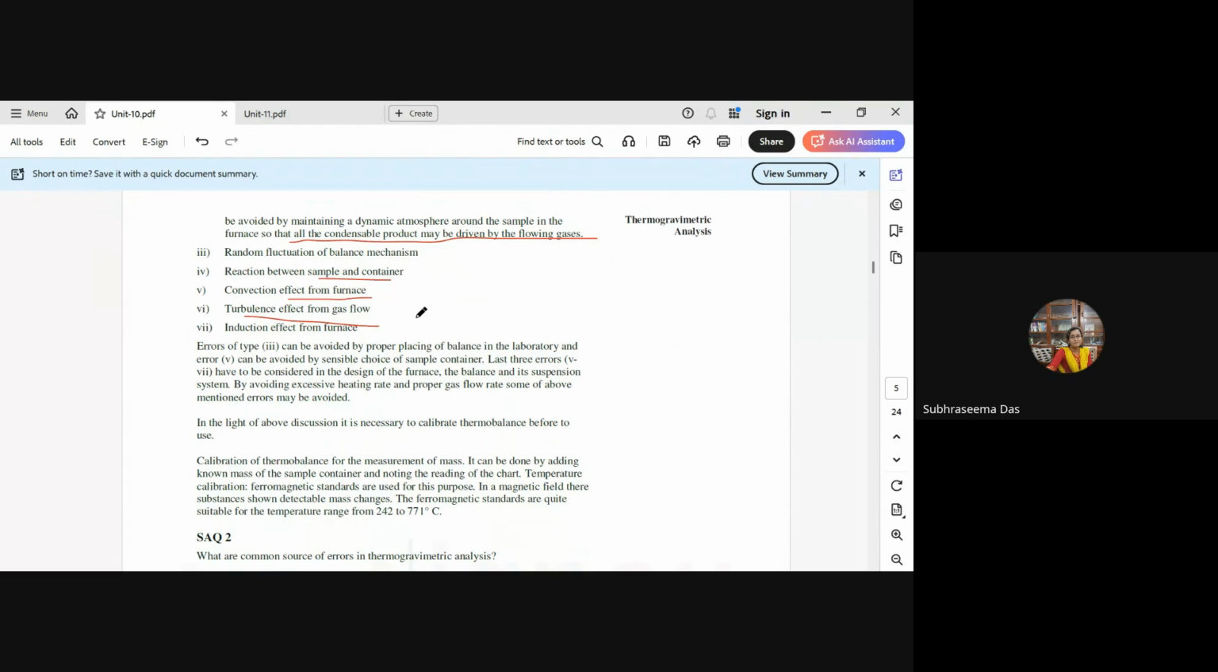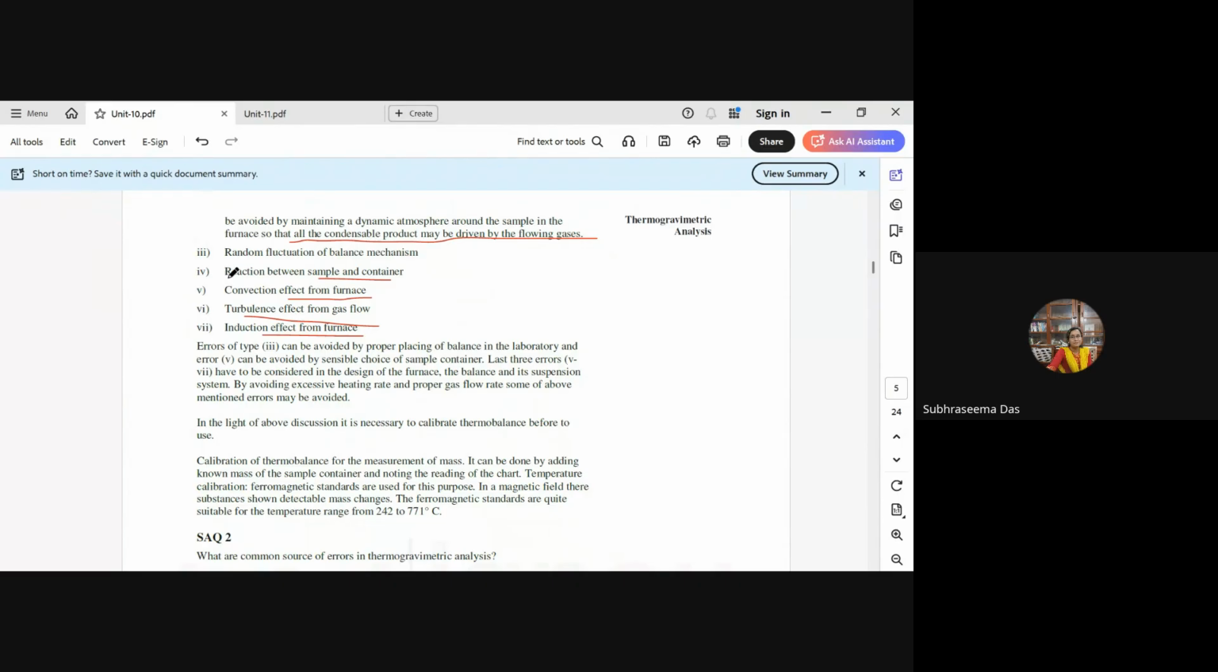So now, if due to certain imbalance we see turbulence due to the nitrogen, then error also arises during the measurement. Also, if there is an induction effect from the furnace, then the TG curve is also affected. So here the errors of type 3, that is the random fluctuation of balance, can be avoided by proper placing of the balance in the laboratory. And error 5, that is the convection effect, can be avoided by proper choice of the sample container.